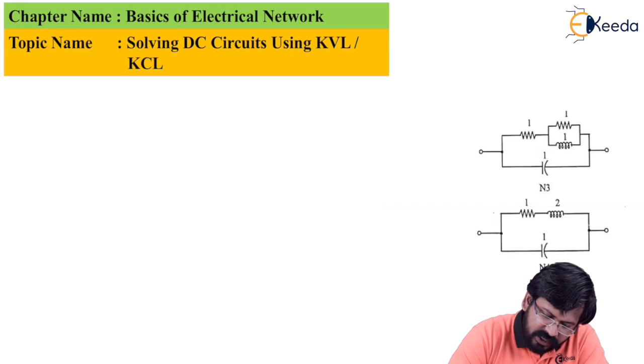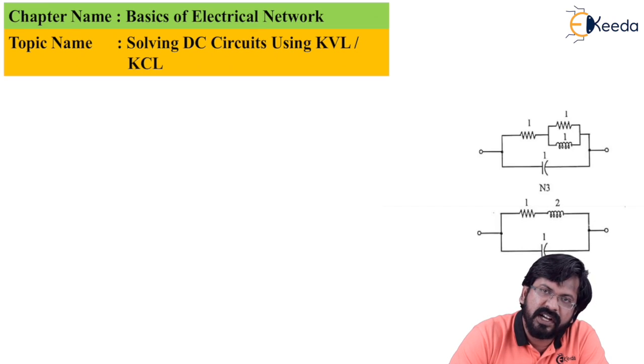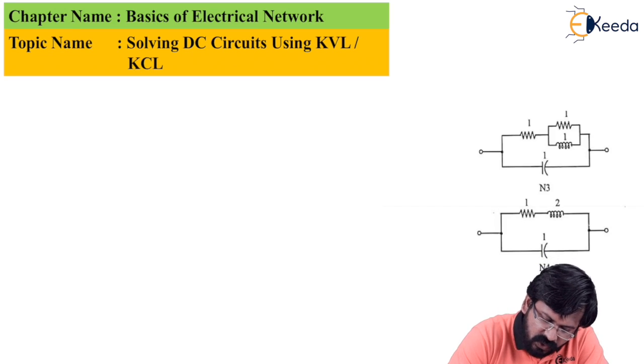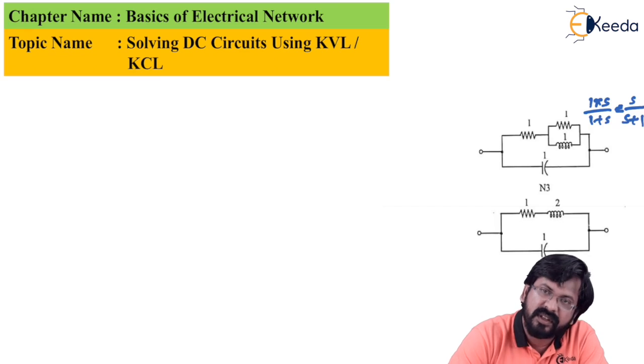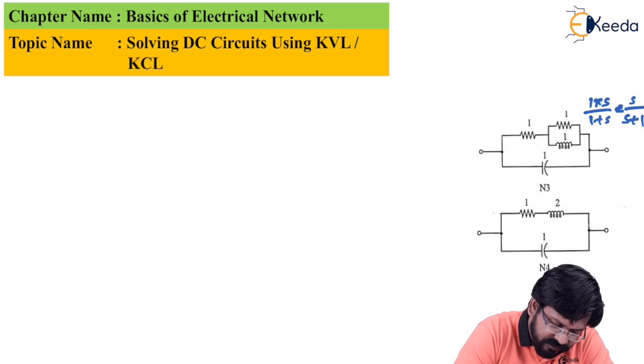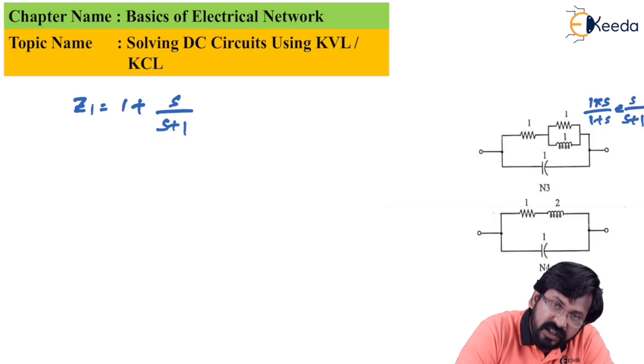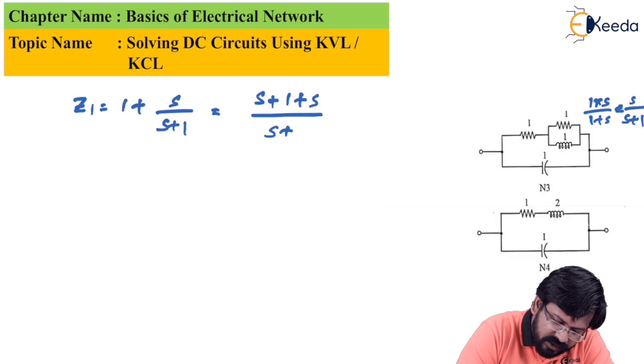Network number 3 has this element as 1 parallel with 1. So 1 should be replaced for the inductor as 1s. So it will be 1 into s upon 1 plus s, which is s upon s plus 1. So the value of the first impedance Z1 can be taken as 1 plus s upon s plus 1. After solving this, what I get is s plus 1 plus s upon s plus 1. In effect, it becomes 2s plus 1 upon s plus 1.